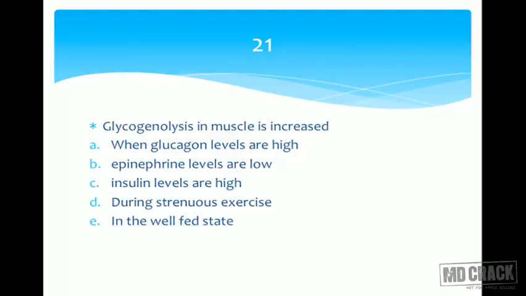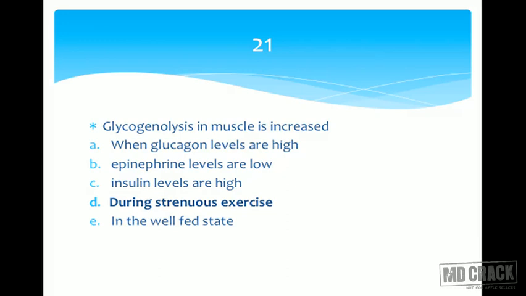Glycogenolysis in muscle is increased when glucagon levels are high, epinephrine levels are low, insulin levels are high, during strenuous exercise in the well-fed state. So your option should have been, if you have chosen D, then you have done a good job.